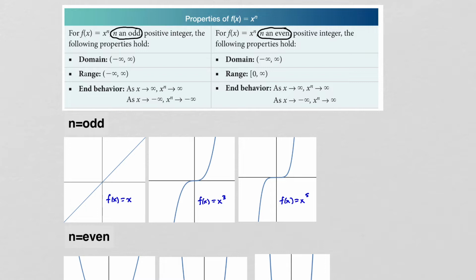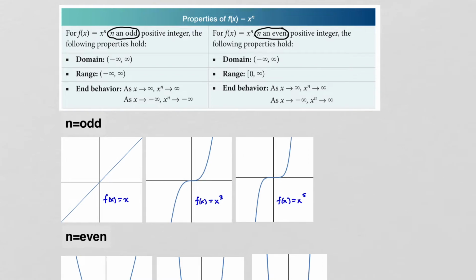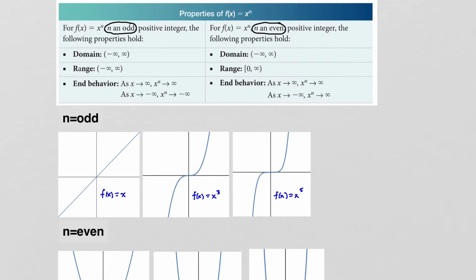So when n is an odd positive integer, this case here, the domain of the function is all real numbers. The range of the function is also all real numbers. And then we have this thing that we call end behavior, which I'll talk about here in just a second. Now what I've done for the purposes of understanding this is I brought in the graphs of f of x equals x to the first power, f of x equals x to the third power, and f of x equals x to the fifth power. These are all examples of odd powers of x.